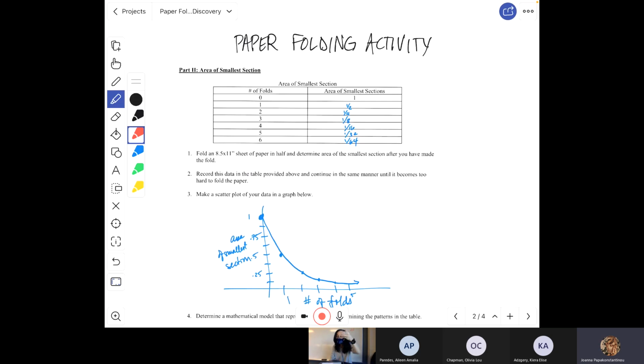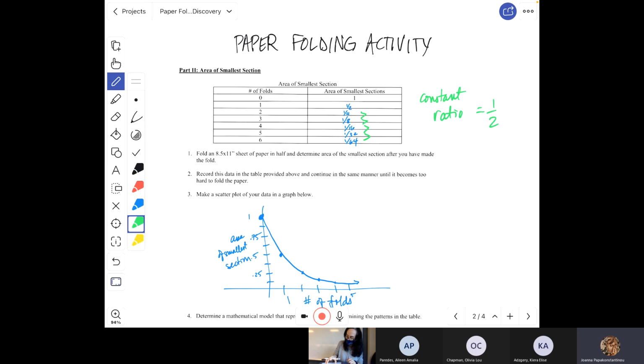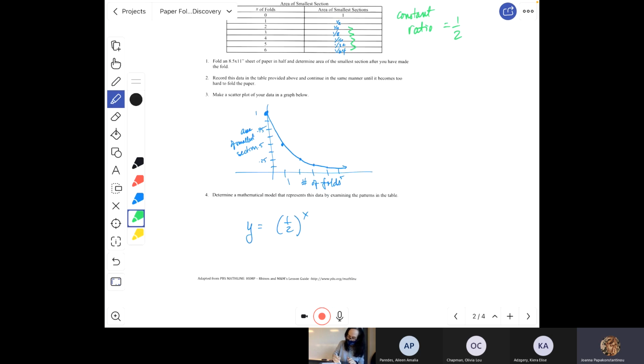So if you investigate this table, again, it's not linear. There's no constant first finite difference. There's no constant second finite difference, etc. However, you should be able to recognize that there is a constant ratio. And what is the constant ratio in this case? If I do the division, 1/2. Beautiful. So guess what? That is my base.